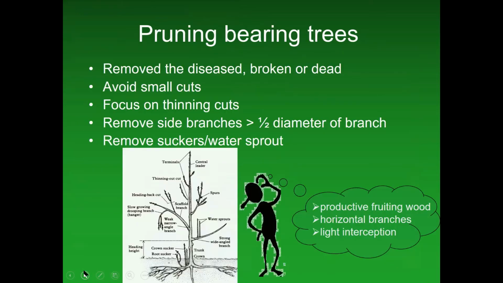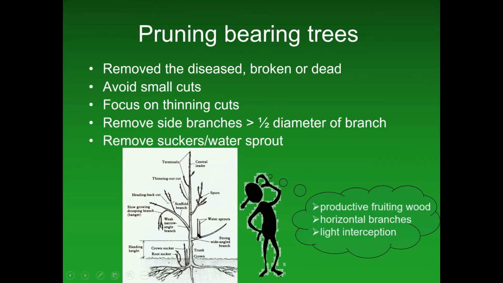But for bearing trees, remove the diseased, broken, and dead wood, avoid small cuts, and focus on those thinning out cuts. And with these side branches, if you've got to remove a really big branch, don't say, oh, I'm going to just bring it back to this little tiny branch, because you'll have a whole bunch of witch's broom. It'll really react like a heading back cut. Bring it all the way back to the point of connection.